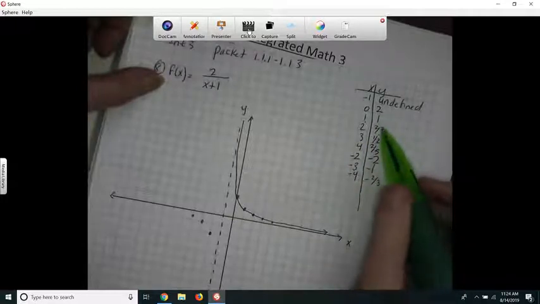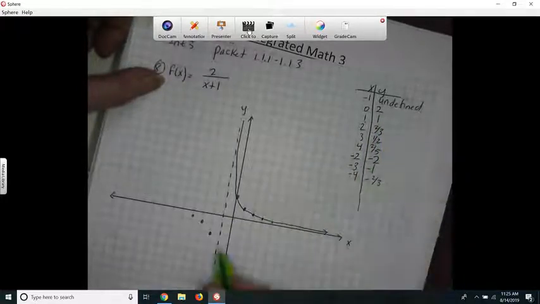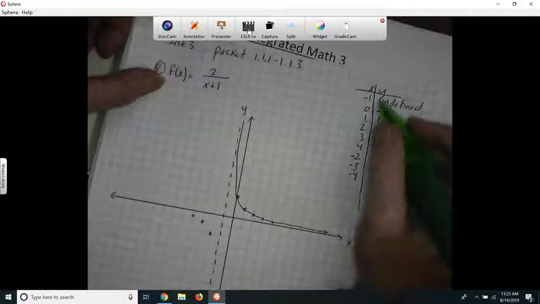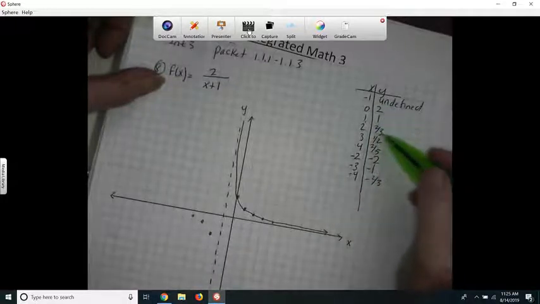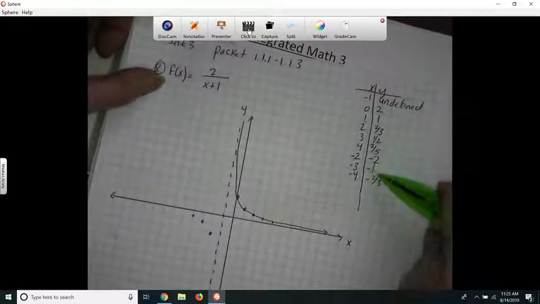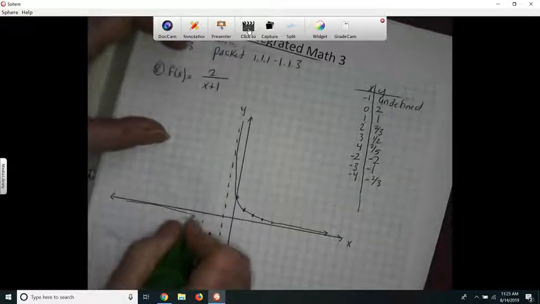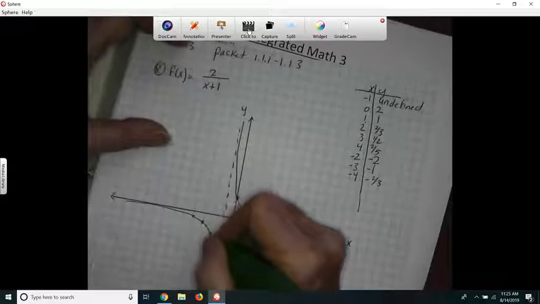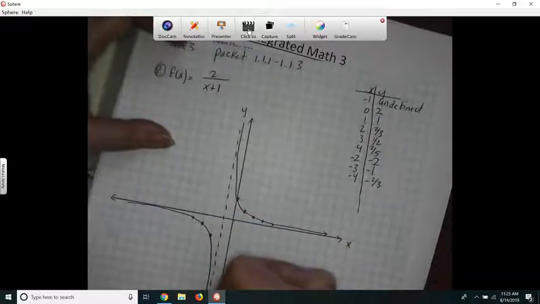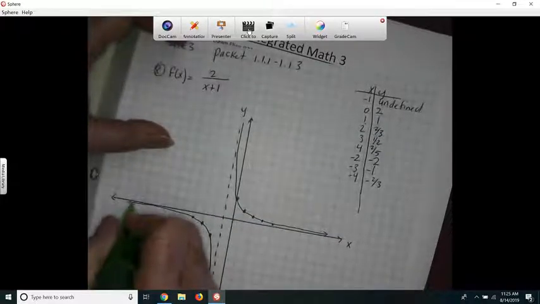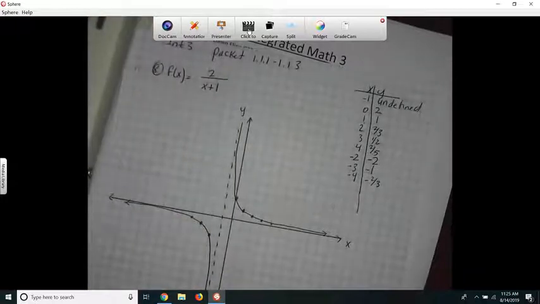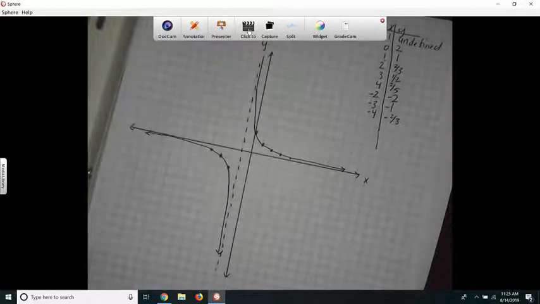it's gonna be kind of just like this one. See the pattern? 2, 1, 2/3, a half, 2/5, 2, 1, 2/3. This would probably be negative a half, negative 2/5 if I kept going. So I can kind of see that there's some kind of symmetry going on here. So there's that. You can actually plot the points if you want to. You could even get out a grapher and look at it on a graphing calculator. So there's my graph.